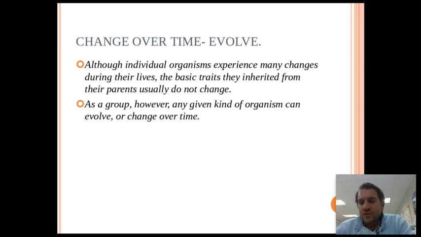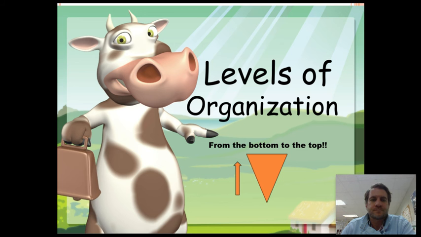And the last thing is evolution. You need to be able to evolve. Although an individual organism like myself is going to turn gray and old, I'm not going to evolve. I'm not going to develop a new trait, right? But over time, a group of any type of organism can evolve and change over time, right? So an individual does not evolve. A group of an organism, or a population, does.